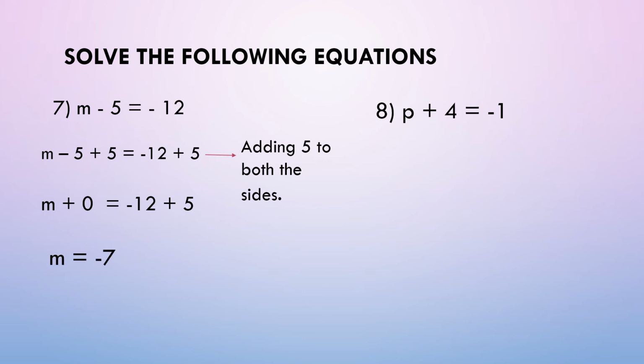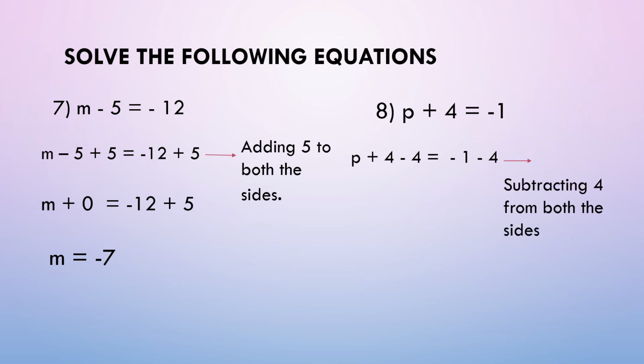Now 8th sum, p plus 4 is equal to minus 1. Now we have to find the value of p. You have to remove this plus 4. So which property will we use here? Subtraction property. So both the sides what you will do? Subtract 4. So p plus 4 minus 4 is equal to minus 1 minus 4. Subtracting 4 from both the sides. Okay, so plus 4 and minus 4 become 0. So p plus 0 is equal to minus 5.